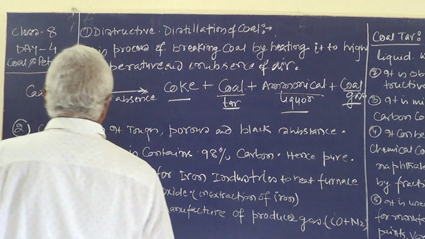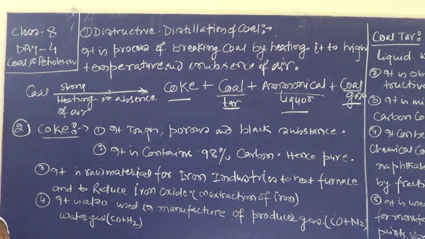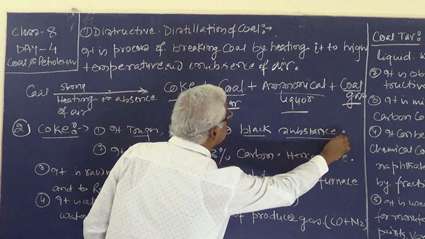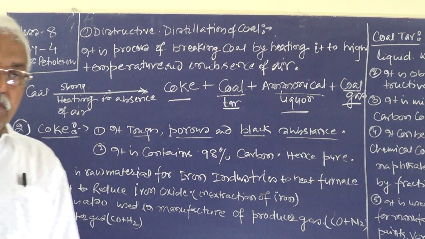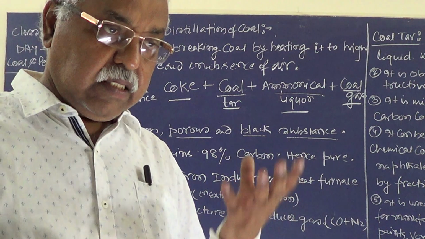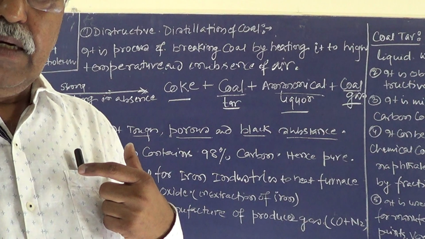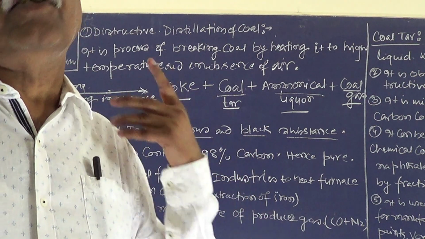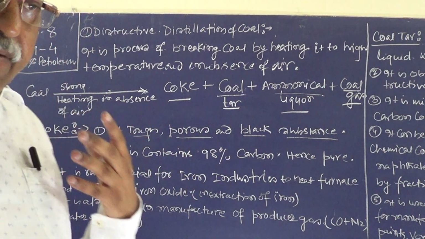So now, you get the coke. What is coke? It is a tough, porous and black substance. You might have seen coke being used in cooking. It is also used in different industries. We will let you know.